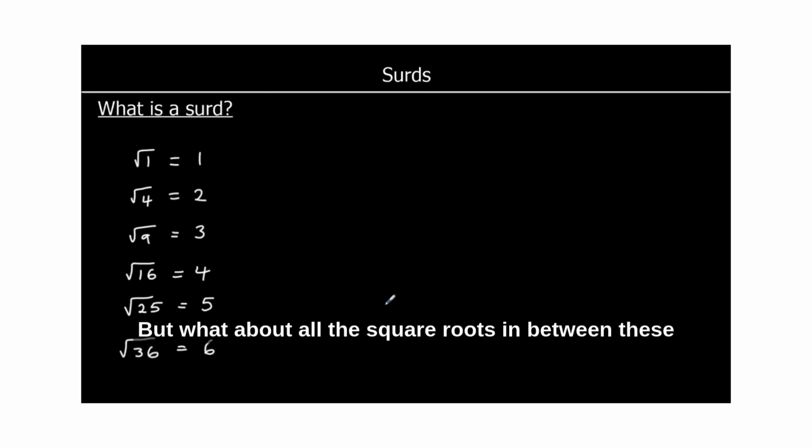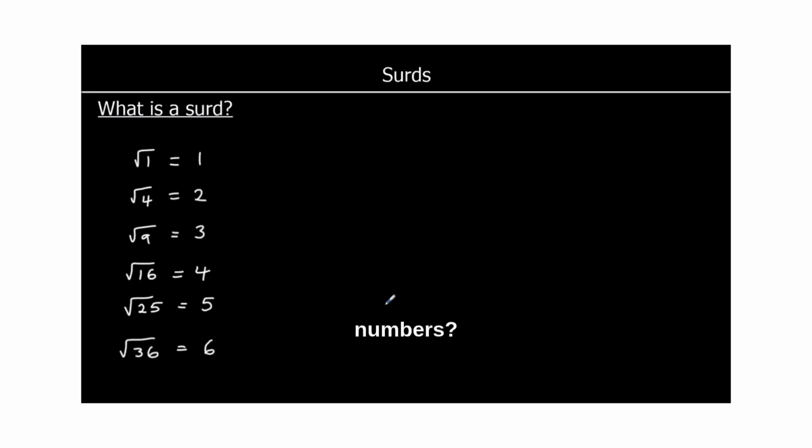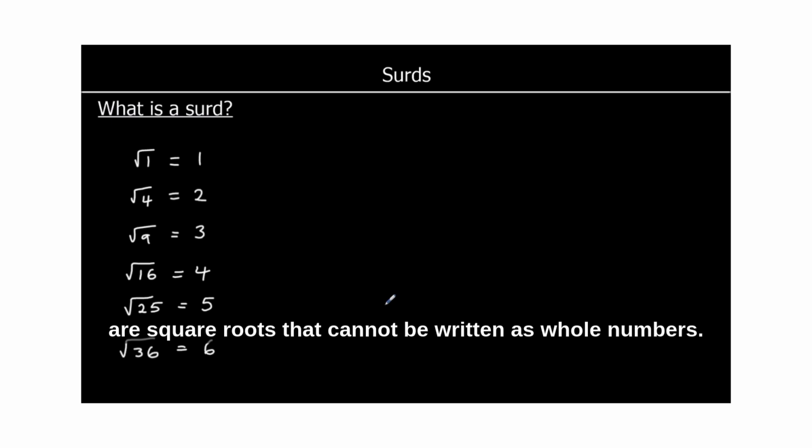But what about all the square roots in between these numbers? So root 2, root 3, root 5, root 6, root 7, root 8, root 10, root 11. All of the other square roots we call surds. These are square roots that cannot be written as whole numbers.